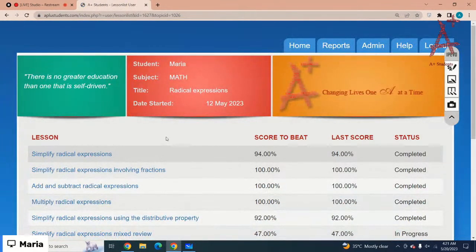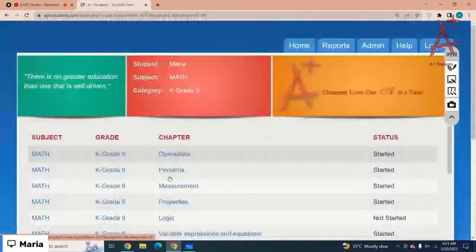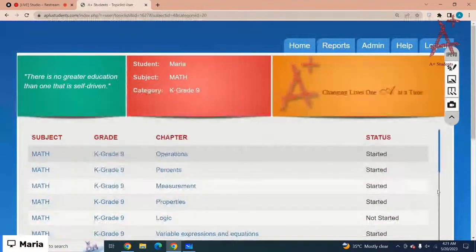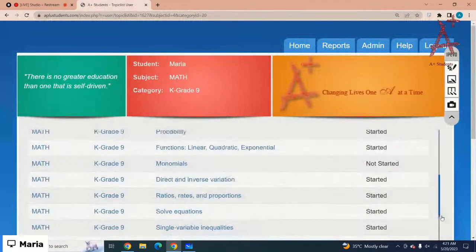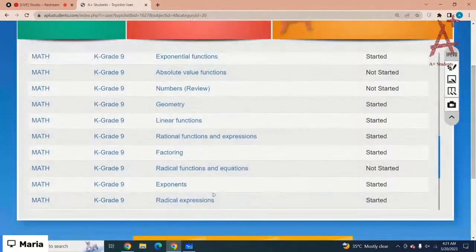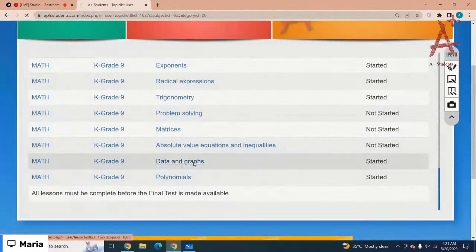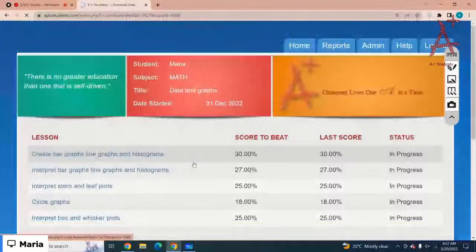So we are done with the chapter radical expressions. We're going to start with the new chapter, that would be data and graphs. So let's just start. Here is the lesson. We're going to start with the very first lesson from the chapter, that would be create bar graphs, line graphs and histograms.